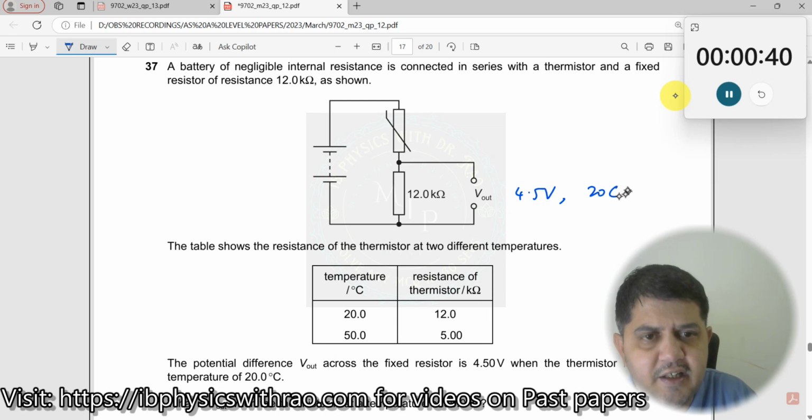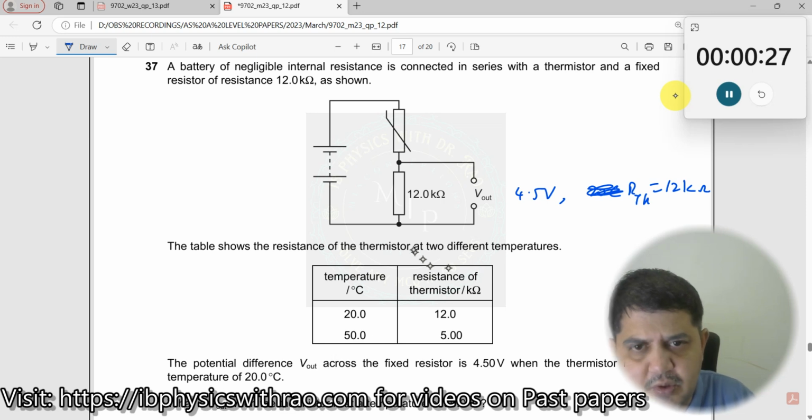At 20 degrees centigrade, which means what? When this is 20 degrees, the thermistor is 12 kilo ohm. Let me write it. When RTH is equal to 12 kilo ohm, V out is 4.5 volt. What is this voltage when the thermistor is at a temperature of 50 degrees centigrade?